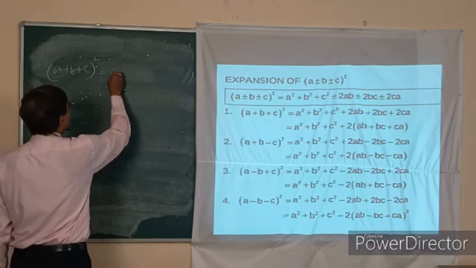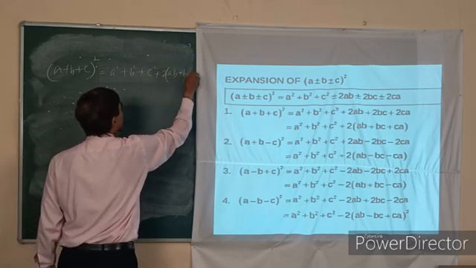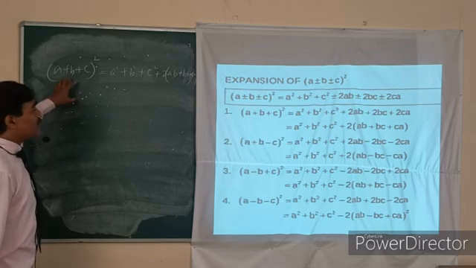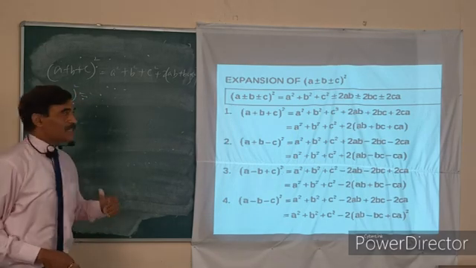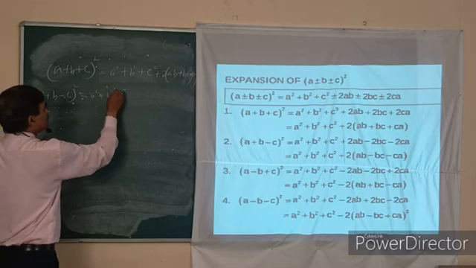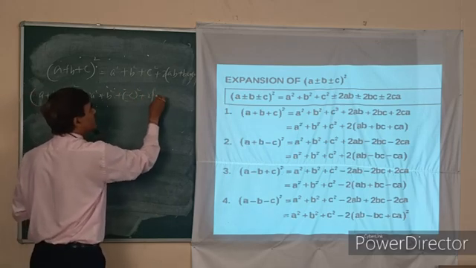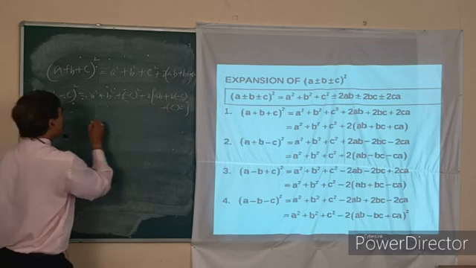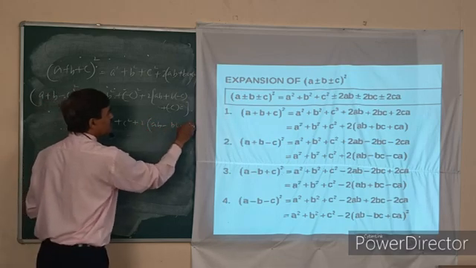The formula for that is a square plus b square plus c square plus 2 times (ab plus bc plus ca). This is the formula for that. Now if any term is negative, suppose (a plus b minus c) is there, and we have to write the expansion of this. In that case, in the place of c over here, we just write minus c. So it becomes a square plus b square plus (minus c) square, that is always like that, plus 2 times (ab plus b into minus c plus minus c into a). Now when you open it, you will get a square plus b square plus c square plus 2 times (ab minus bc minus ca).